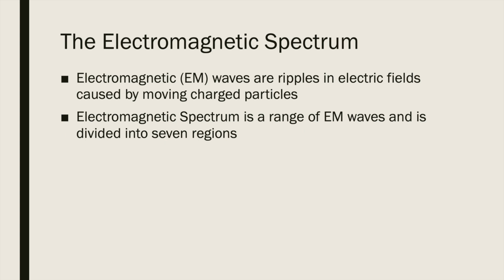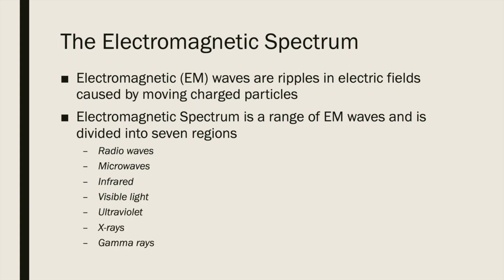The electromagnetic spectrum is a range of electromagnetic waves and is typically divided into 7 regions. Although again, because it's a spectrum, each region kind of bleeds into the next. There's not a hard dividing line between them. These 7 regions are radio waves, microwaves, infrared, visible light, ultraviolet, X-rays, and gamma rays.